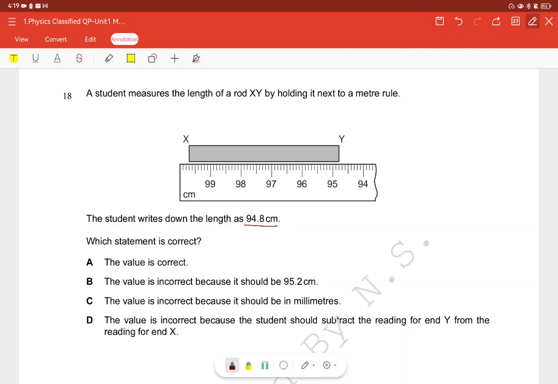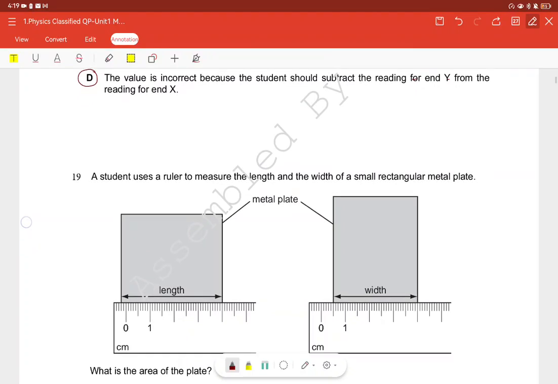The value is correct. The value is incorrect because it should be 95.2. The value is incorrect because it should be in millimeters. The value is incorrect because the student should subtract the reading for Y from the reading for X. Of course, this is the first reading and this is the second reading, so my answer should be B.